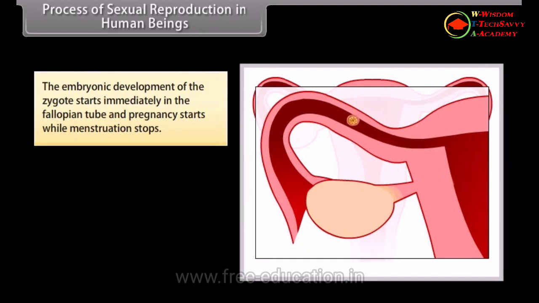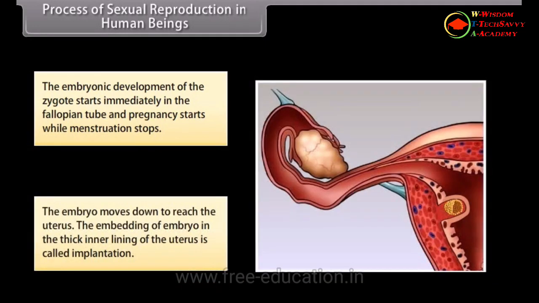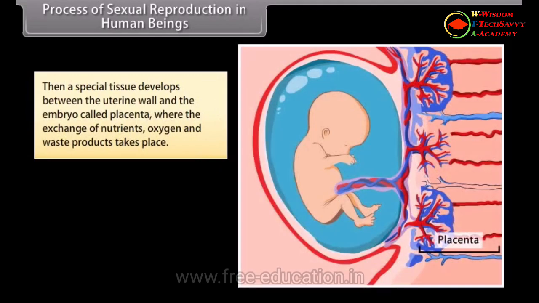The embryonic development of the zygote starts immediately in the fallopian tube, and pregnancy starts while menstruation stops. The embryo moves down to reach the uterus. The embedding of the embryo in the thick inner lining of the uterus is called implantation. Then, a special tissue called the placenta develops between the uterine wall and the embryo, where the exchange of nutrients, oxygen, and waste products takes place.